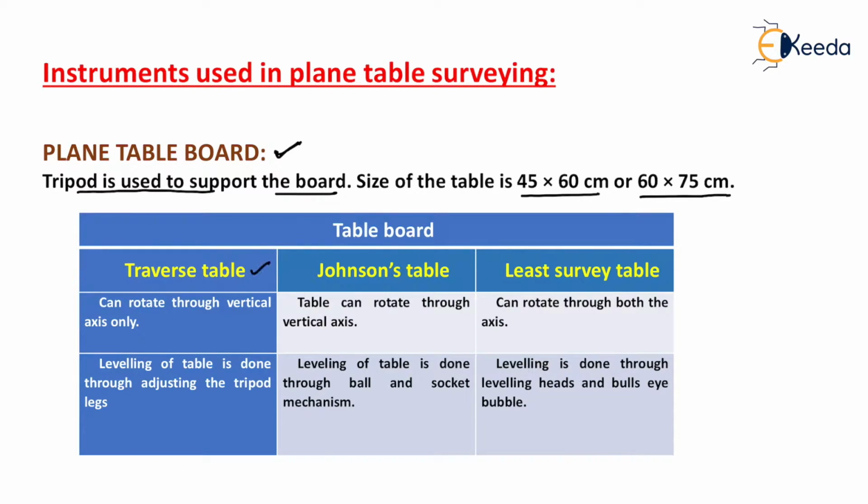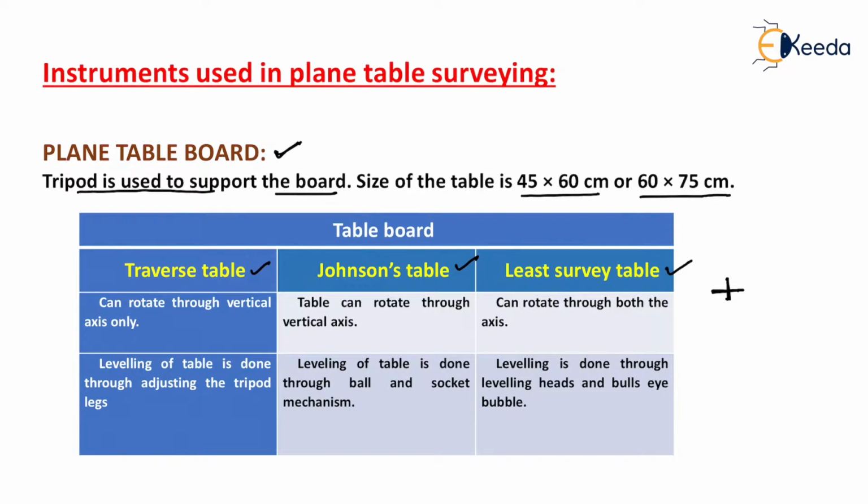First one is traverse table, next one is Johnson's table and the last one is Lehmann's survey table. Now the traverse table and Johnson's table can rotate through vertical axis only, but the survey table can rotate through vertical axis as well as through horizontal axis also.